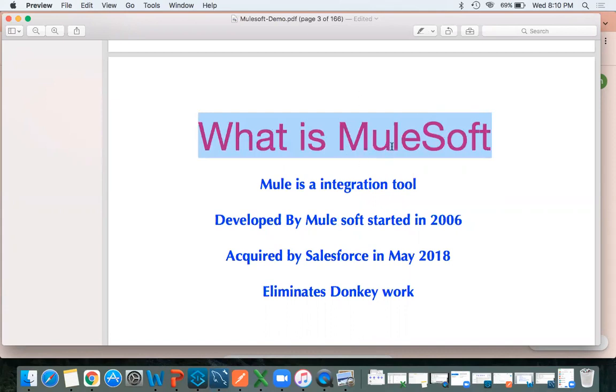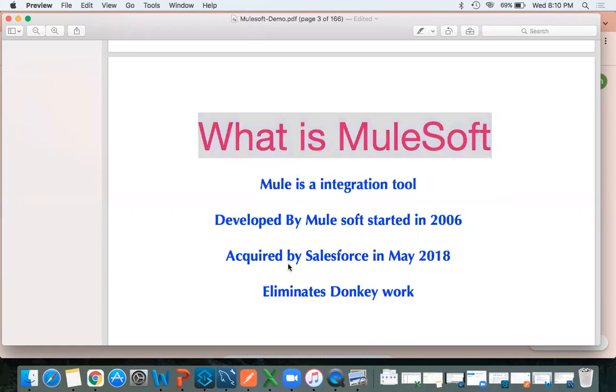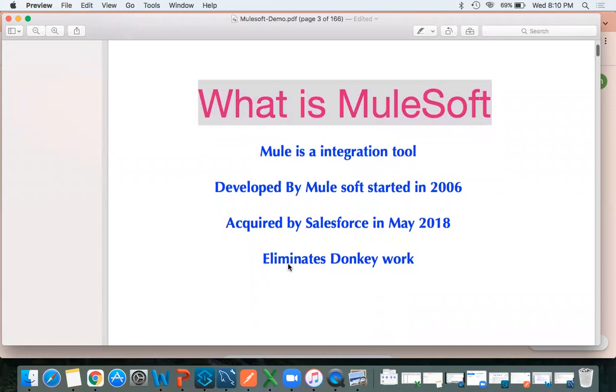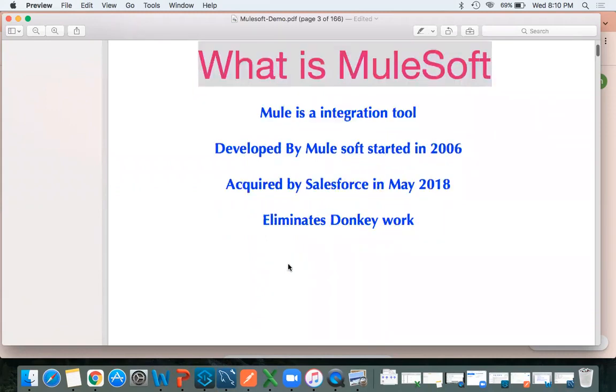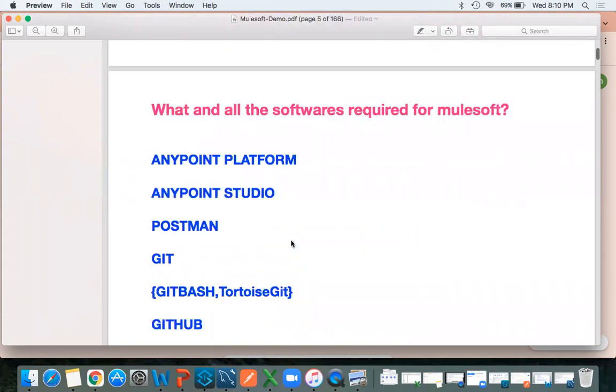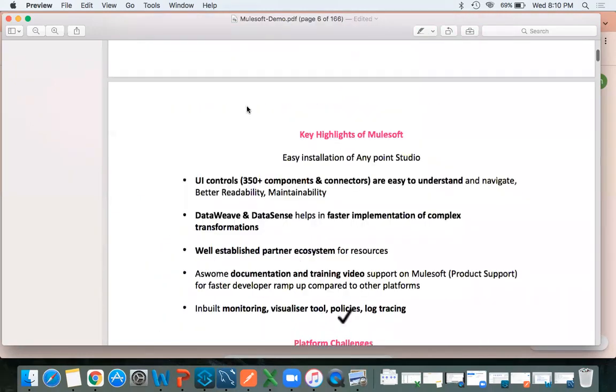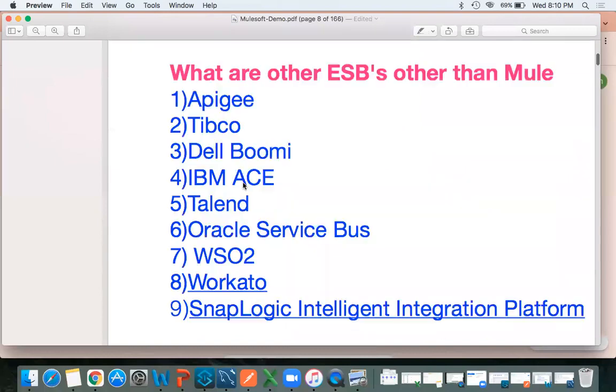There are so many other integration tools available. So why did you come here? Why MuleSoft? Why not other integration tools? Anyone having an answer for this? There are so many integration tools available in the market. See, I made some list: Apigee, Tibco, IBM, Talend, Oracle Bus, WSO2, Workato, SnapLogic. Why did you come here? Why MuleSoft? Why not other integration tools?